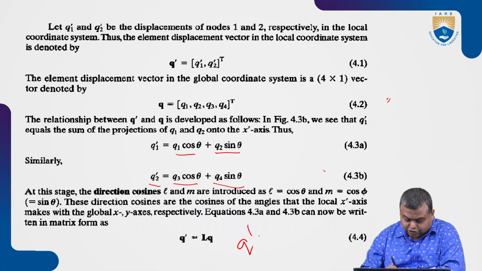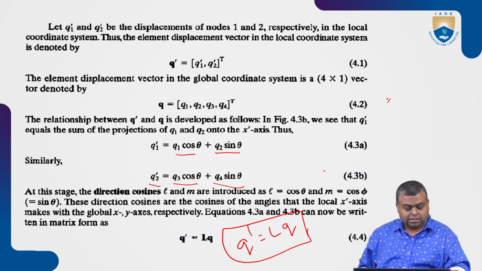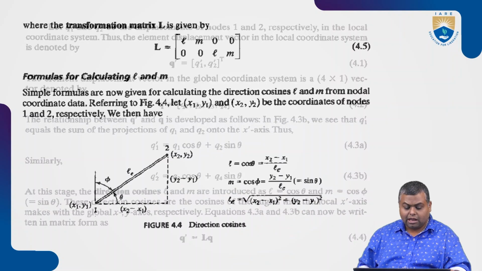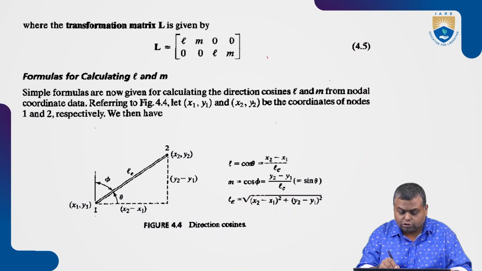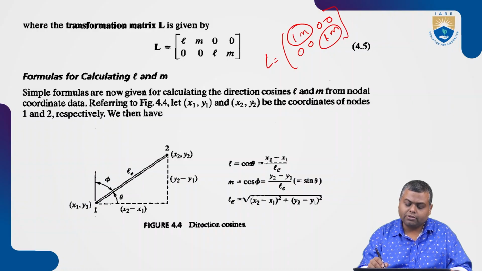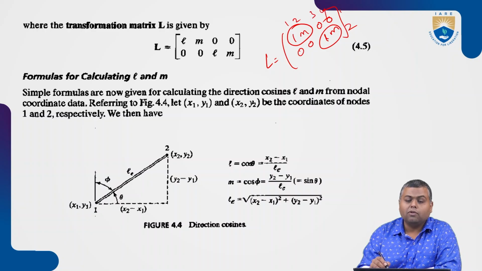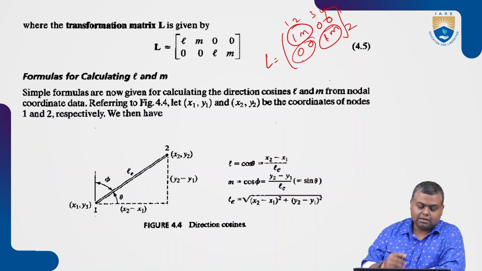So now Q dash is equal to L into Q. This L is our direction cosines for the angles x dash as well as y dash. This can be written in the form L is equal to [L M 0 0; 0 0 L M]. So LM stands at node 1, LM stands at node 2. In the first row, the third and fourth columns will be 0, and in the second row, the first and second columns will be 0, because we need to form a symmetric matrix here.